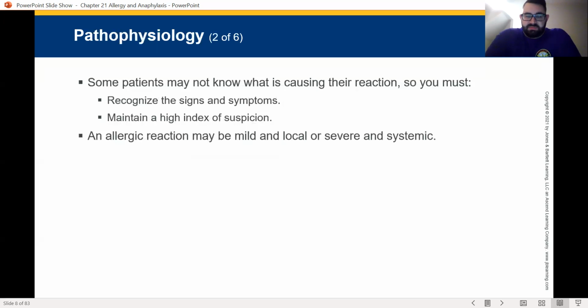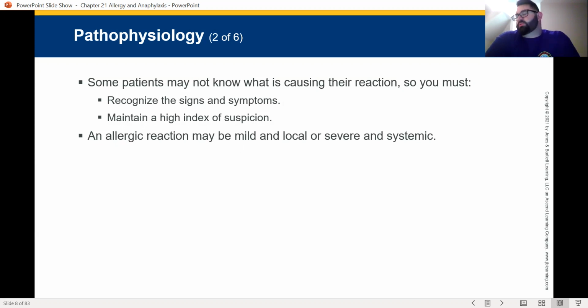The great thing is a lot of these patients will know they're having a reaction. So like I said, you show up and the patient says, I'm allergic to peanuts, I put peanuts in my salad, that kind of thing. But even if they don't know what's going on, you need to be able to recognize the signs and symptoms and maintain a high index of suspicion.